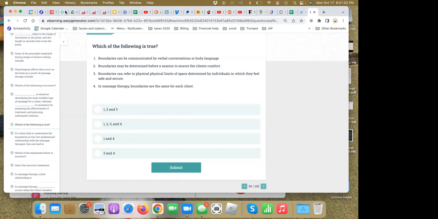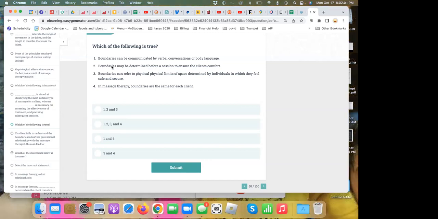All right. Number 2, the second option is boundaries may be determined before a session to ensure the client's comfort. True or false? That's true. Boundaries can refer to physical limits of space determined by individuals in which they feel safe and secure. True or false? True. Boundaries are the same in massage therapy for each client. True or false? True. Yes, true.